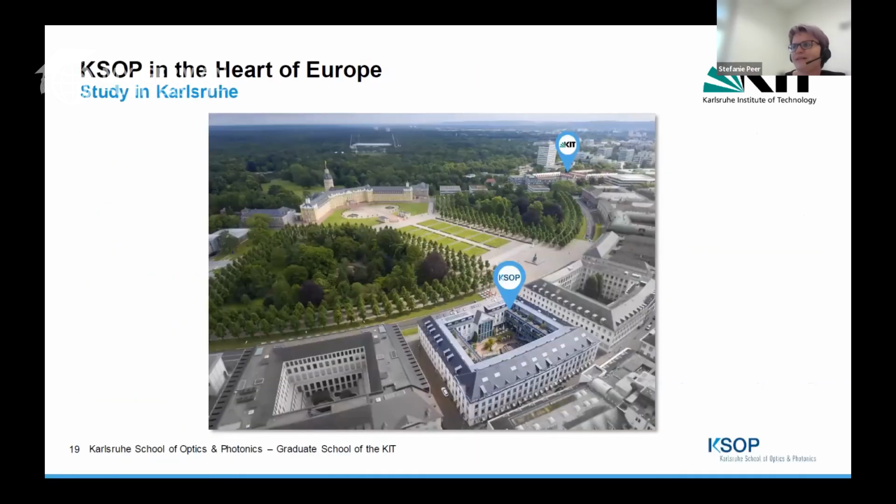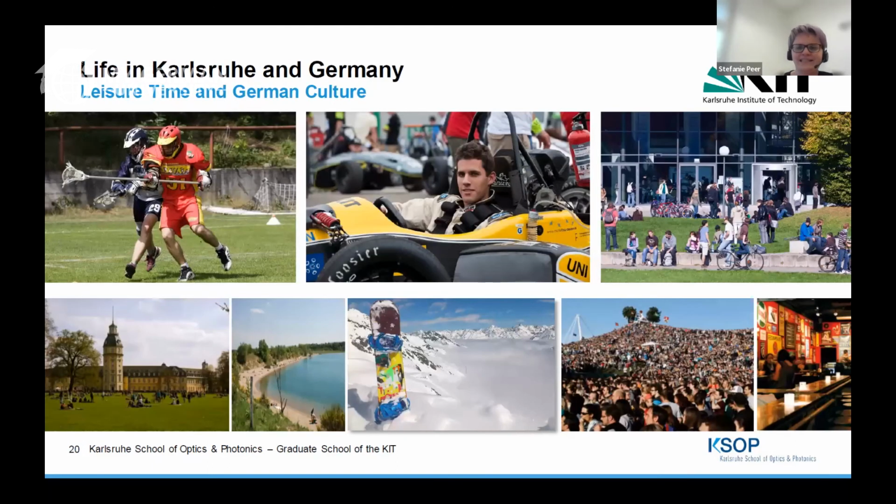So why come to Germany? Our campus is marked with a KSOP, and you can actually walk to the KIT campus, and you walk through our Schlossgarten. You can see the Schloss, which is a really nice place, and also the home turf of the KSC, our local football club. And it's not just work in Karlsruhe, it's a fun city to live in. We have very, very different sports that are offered around here.